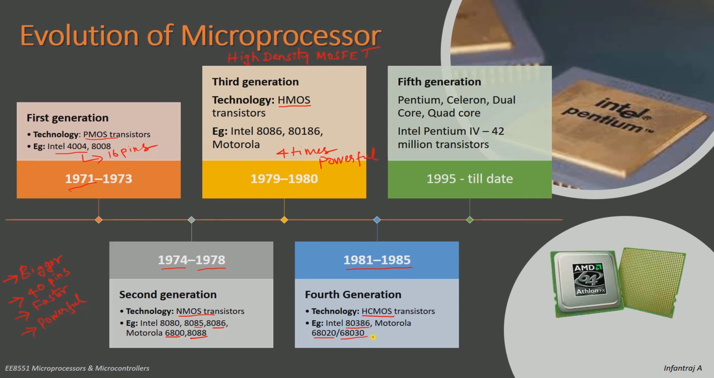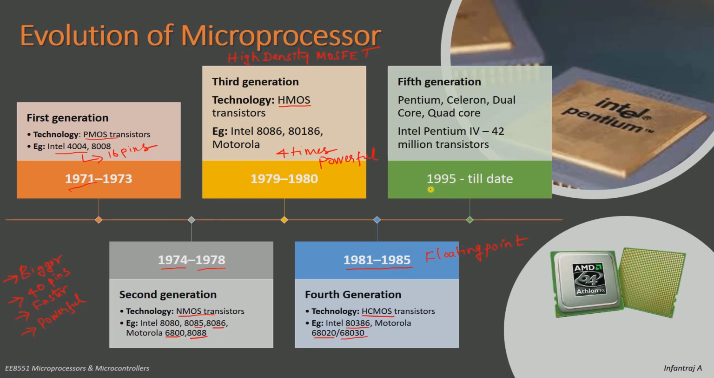One point worth noting in the fourth generation microprocessor is that it supports floating point, which means this floating point data type was not supported in the previous versions.